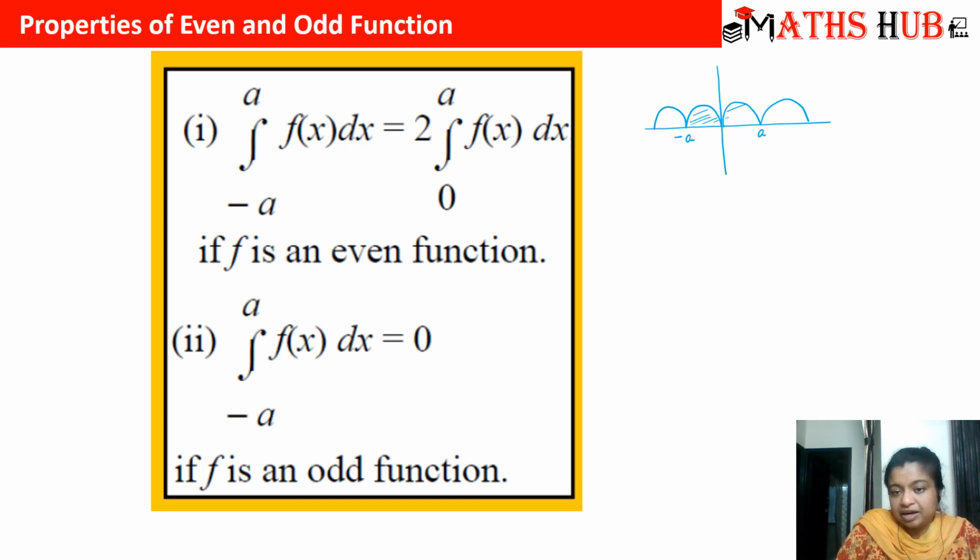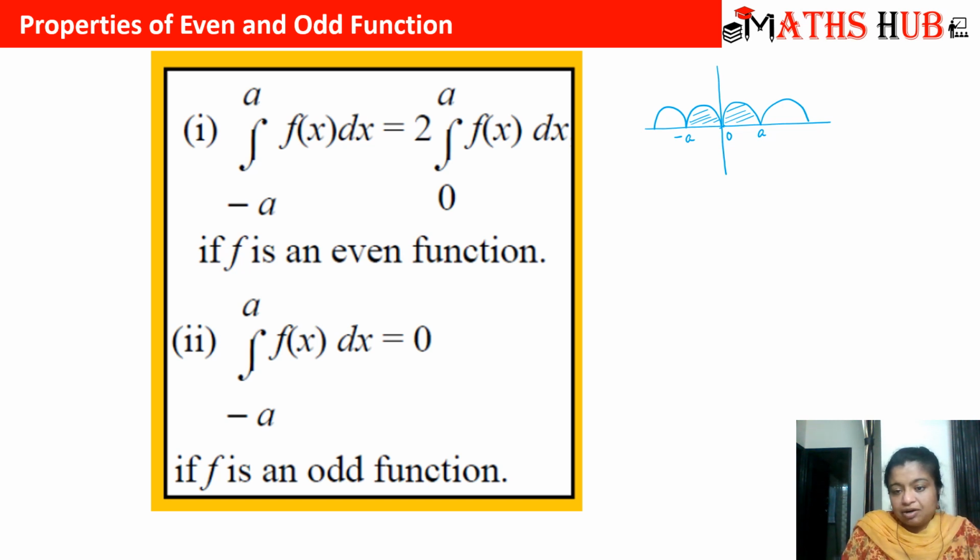integration is basically the area under the curve. So both the areas are the same. Instead of calculating it from minus a to a, we can just calculate it from 0 to a and take its double. So the property says that the integral from minus a to a of f of x dx is 2 times the integral from 0 to a of f of x dx, right?